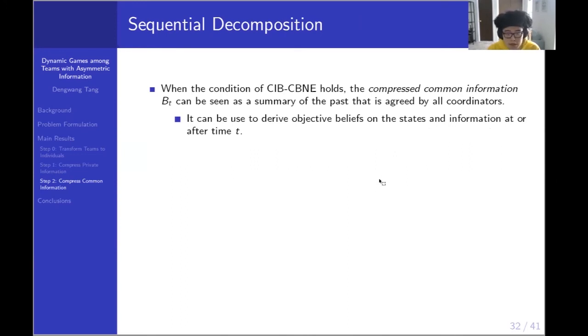So the nice thing about this subclass is that it also suggests a sequential decomposition procedure. It works as follows. Because we have the same update rule and consistent update rule, the compressed common information at time t can be seen as a consensus summary of the past that is agreed by all coordinators. So it can be used to derive objective beliefs on the states and information at or after time t.